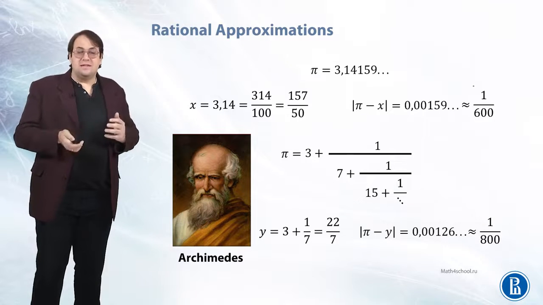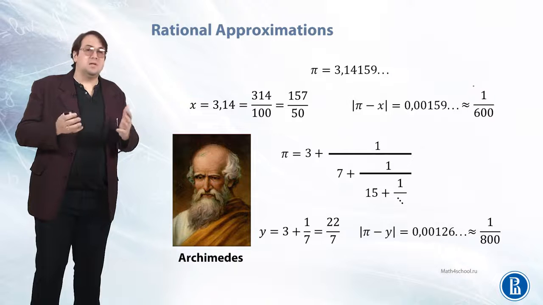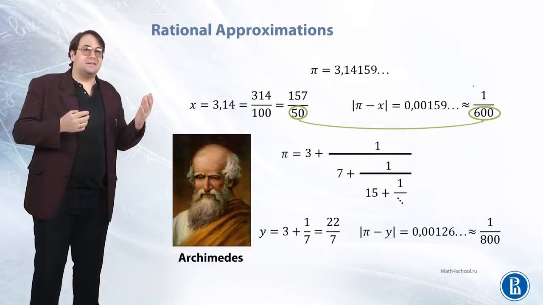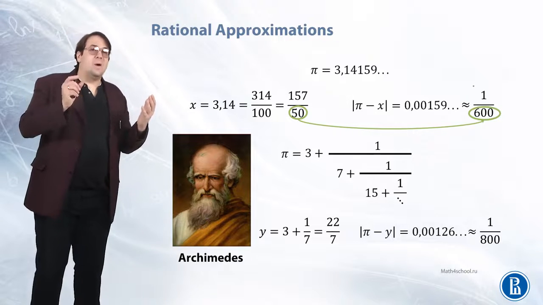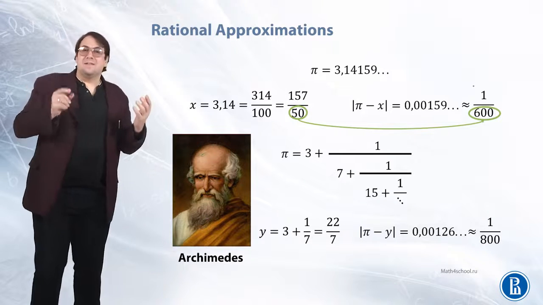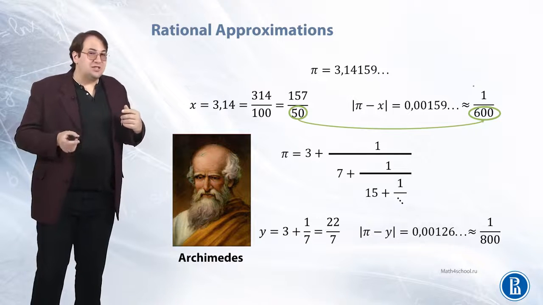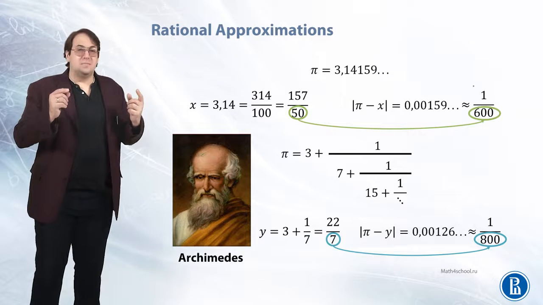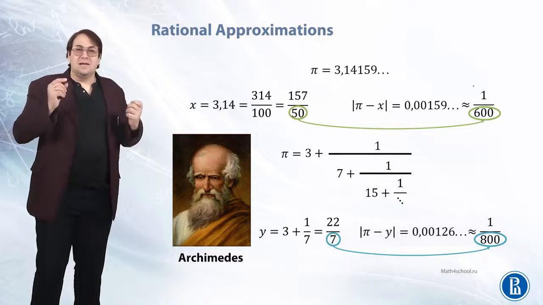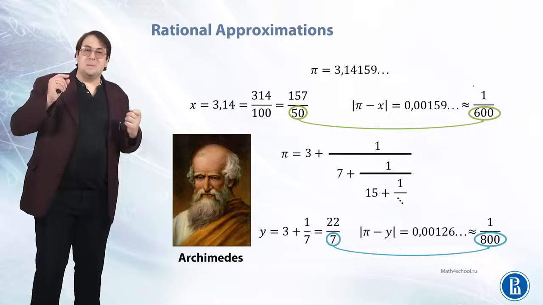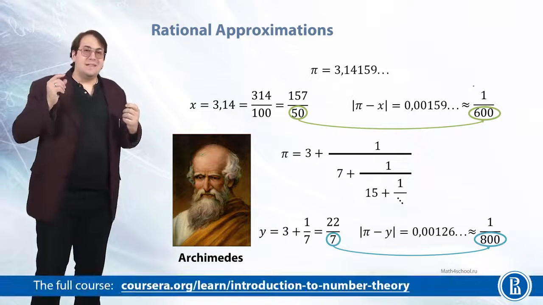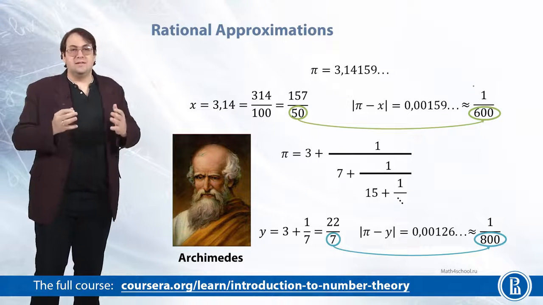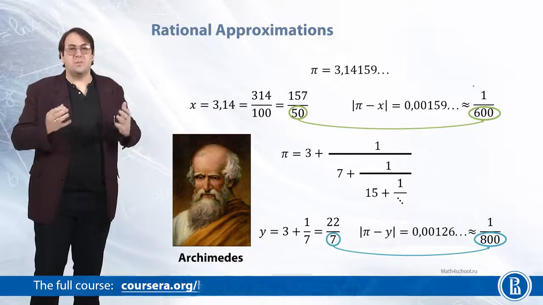So notice that the simple decimal approximation gives a denominator equal to 50 and accuracy approximately 1 over 600, while the approximation using continued fractions gives us a denominator equal to 7 and accuracy approximately 1 over 800. Better accuracy and a much smaller denominator. Well, this is how continued fractions can be useful if we need to have rational approximations of irrational numbers.